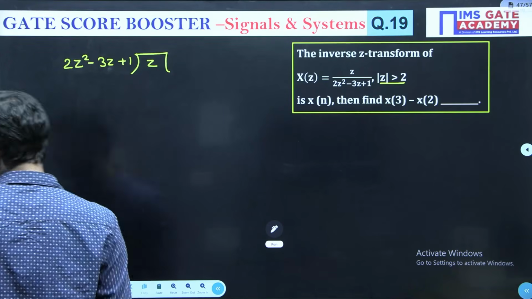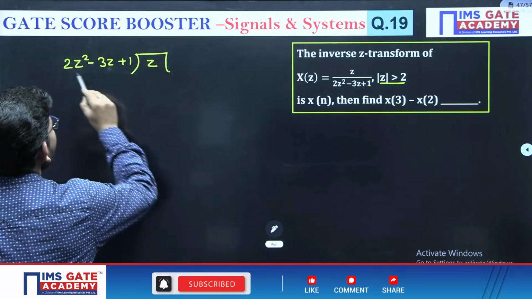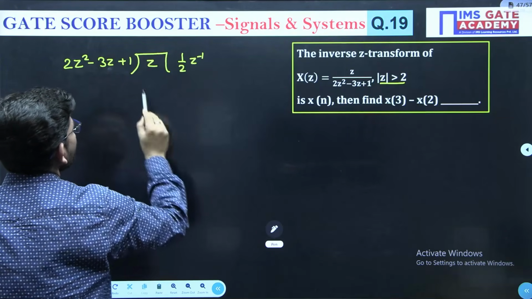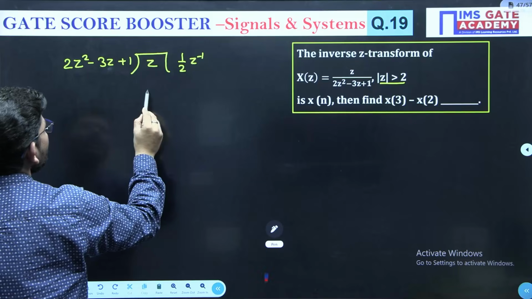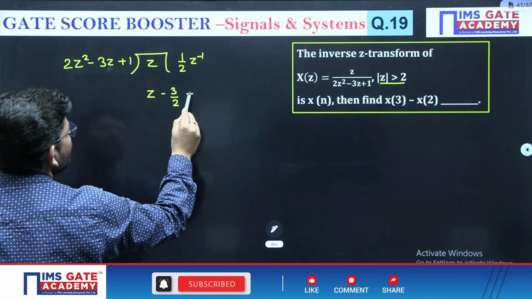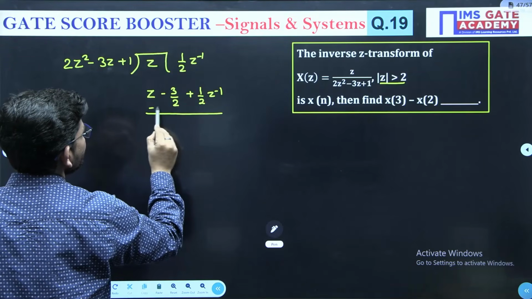Now just simply do the division. To bring z here, what I have to multiply in 2z square, the answer is 1 upon 2 z inverse. So multiply it, then you will get z here minus 3 by 2 plus 1 by 2 z inverse. Now change the signs.